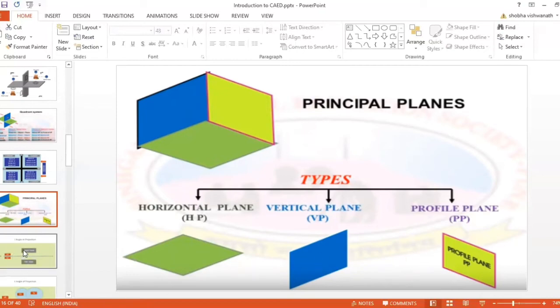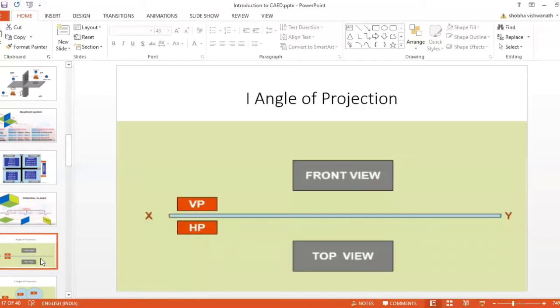Now consider the first angle projection system. In the first angle projection system, you represent the XY line. This is called the XY line. This is the vertical plane and the horizontal plane, with the front view and top view.